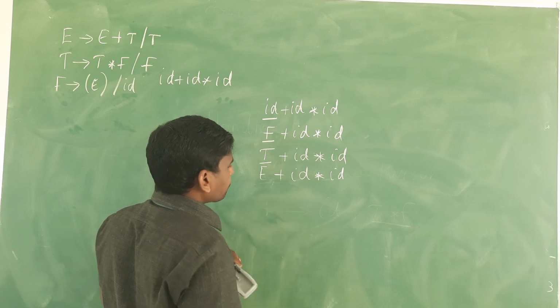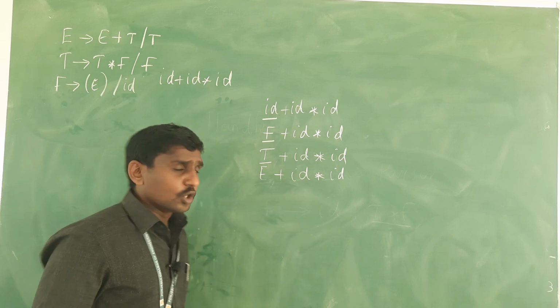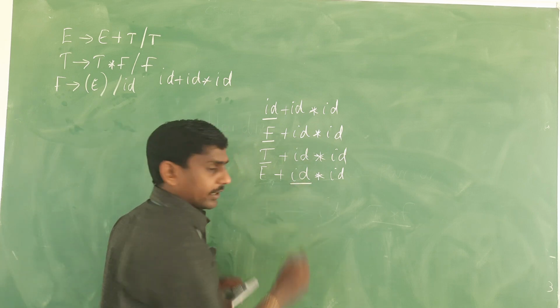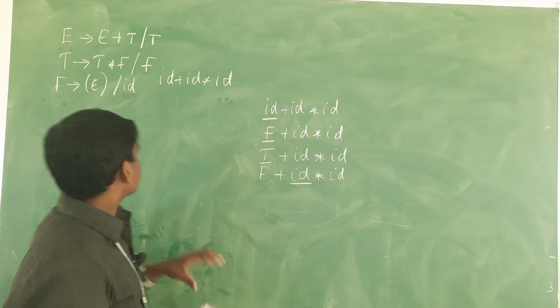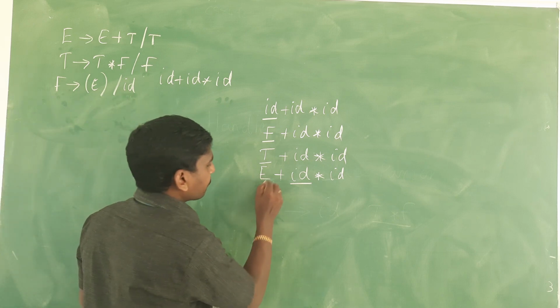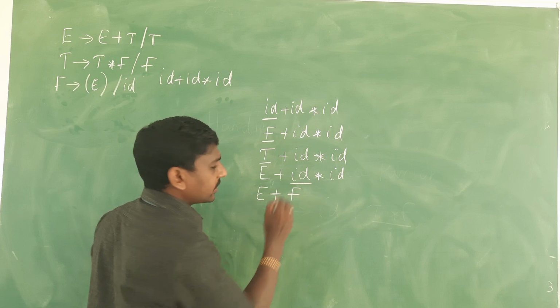Then you have to check whether E plus ID has a handle. No, there is no E plus ID in our production. Then you have to check whether ID has a handle. Yes. See, F tends to ID is there. So ID has a handle, and in place of ID I can replace it with F.